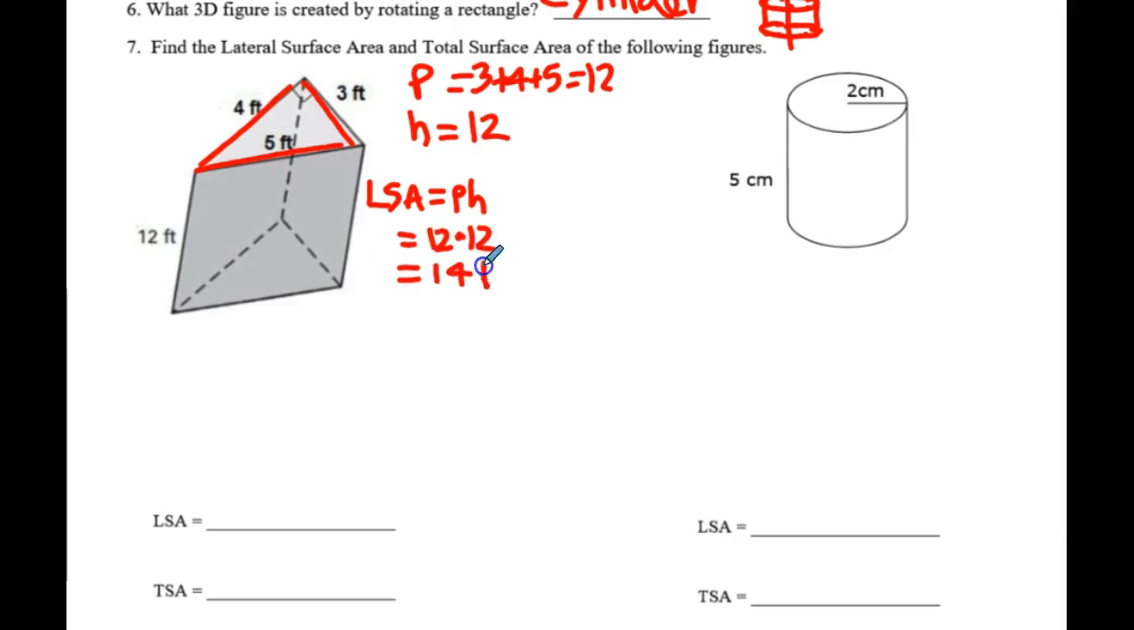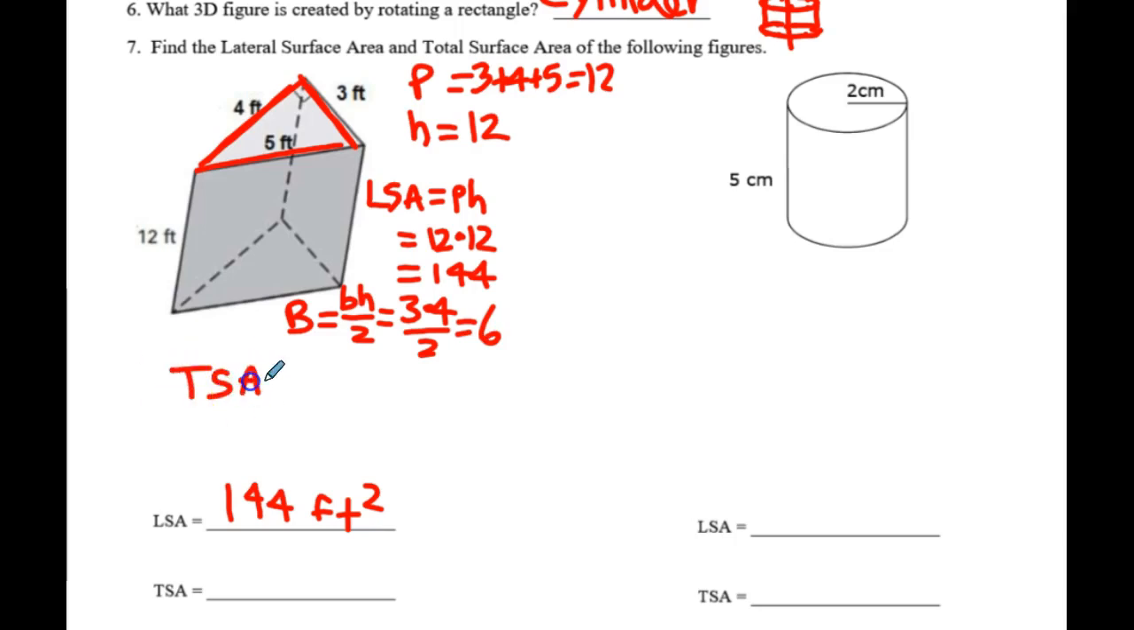Which is 144. So for the lateral surface area, I got 144 feet squared. Then I got to figure out big B. Now remember, the base shape is a triangle, and to find the area of the base, you do little bh over 2. Since it's a right triangle, my base is 3, my height is 4, so 3 times 4 over 2. This one's really similar to the one we did on the notes. It is the same one. So we get 6 for big B.